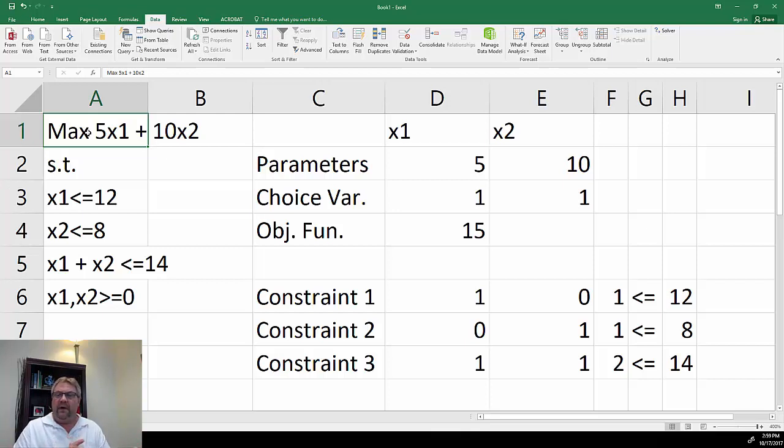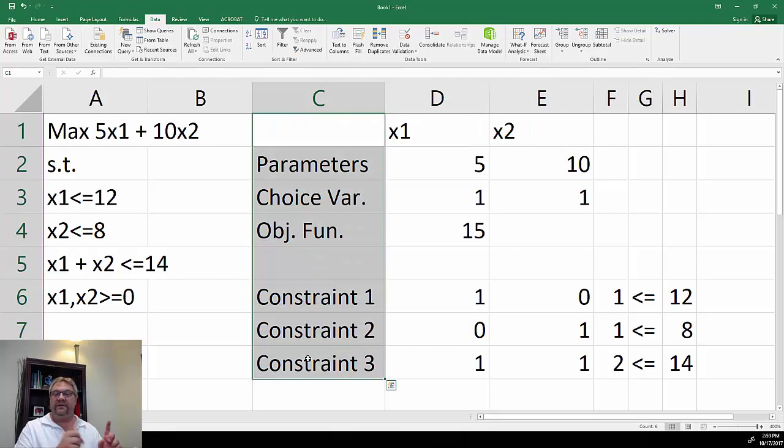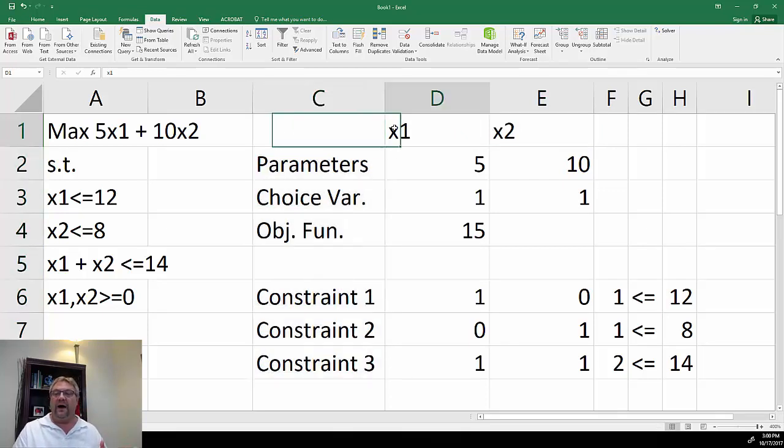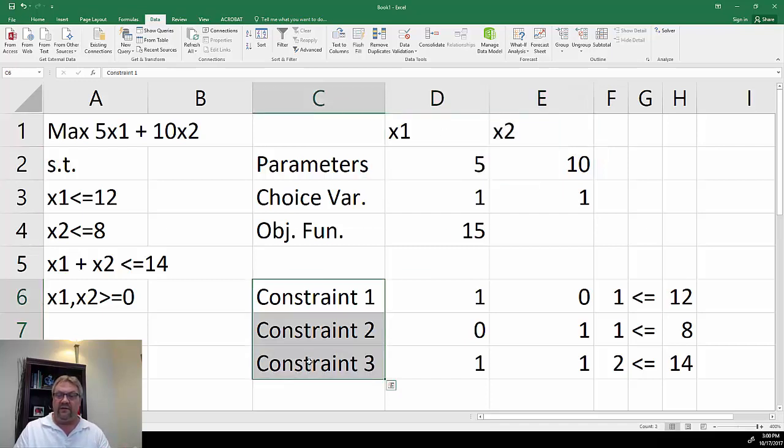And before I do that, I just want to point out again, look at the way I've set this up. This will become very obvious in just a moment when I run Solver and show you these reports. I like doing it this way because Solver is intelligent enough to realize that x1 and x2 are my choice variables, and then it will actually call my constraints constraint 1, 2, and 3. So it's going to label everything. So how do we go about doing this?